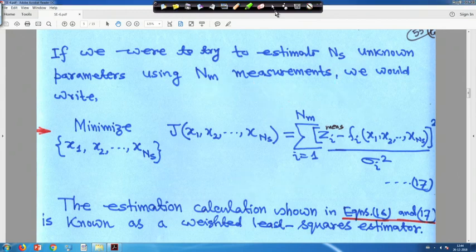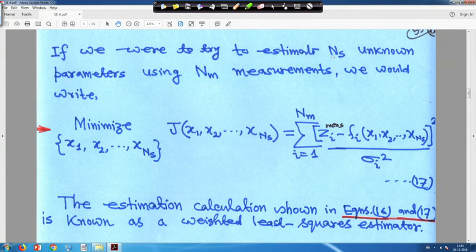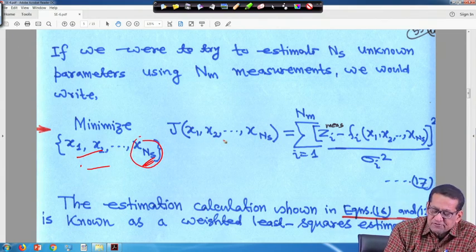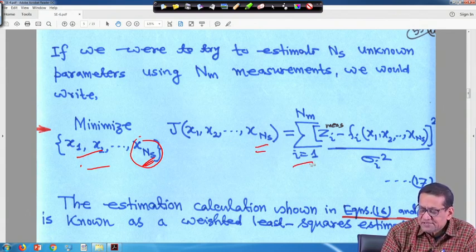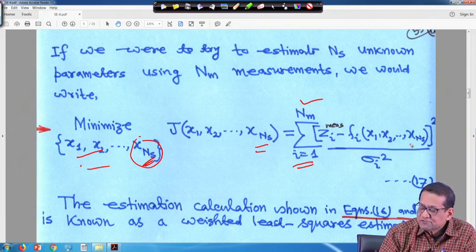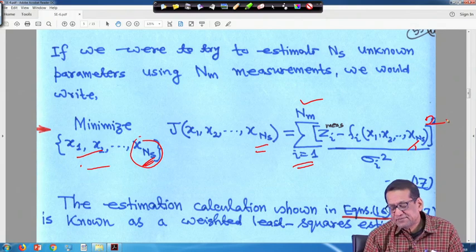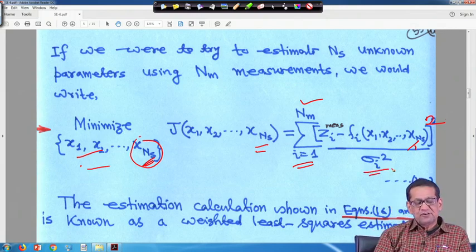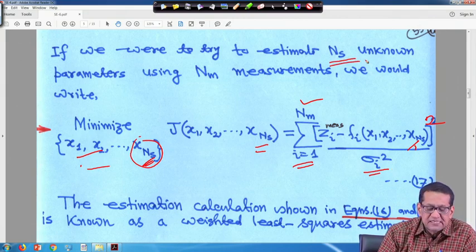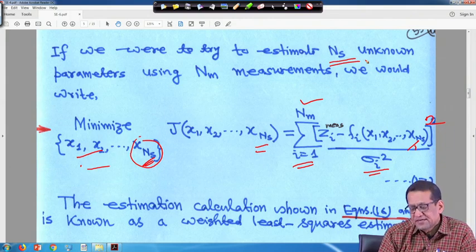So, here suppose we have ns number of parameters, that is state variables, using nm measurements. We would write that you minimize J as a function of x1, x2 up to x_ns, that is the number of state variables, equal to the sum over i equal to 1 to nm of z_i measured minus f_i, also a function of x1, x2 up to x_ns, the whole square, divided by sigma_i square. So, you have to minimize this function when f is a function of all the state variables, that is ns state variables, and you have nm measurements.